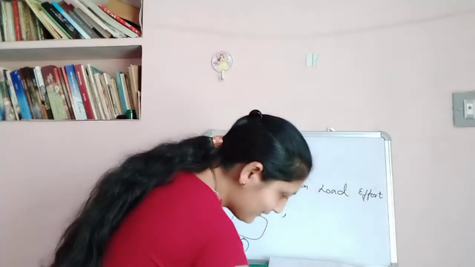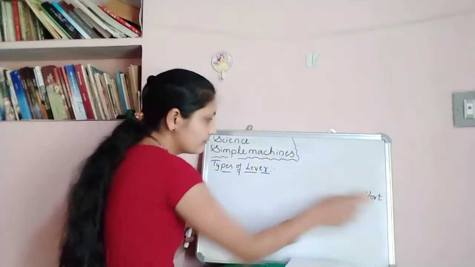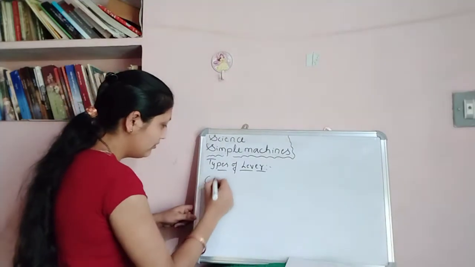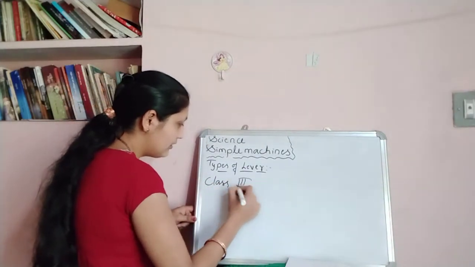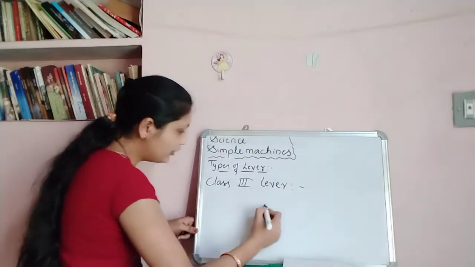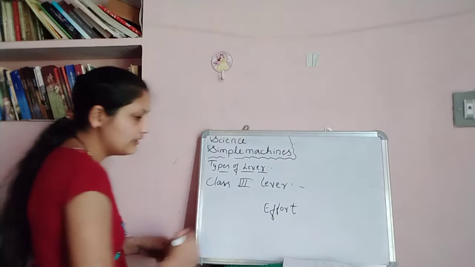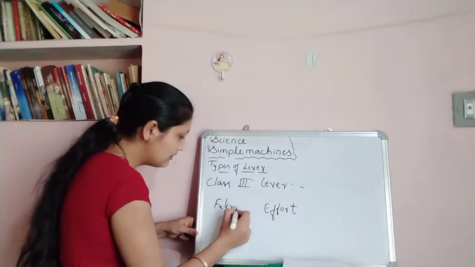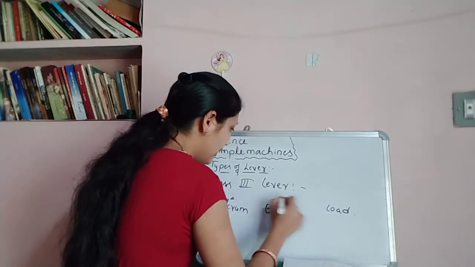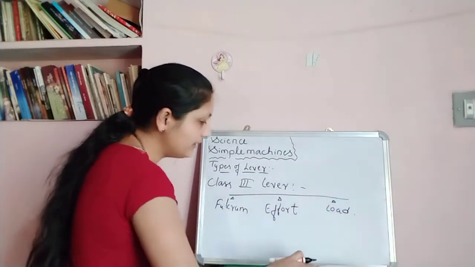Next one is class 3, third order lever or class 3 lever. In this case, effort will be at the center. Fulcrum is at one end. Load will be at the another end. So, effort will be in the center, fulcrum is at one end and load is at another end.